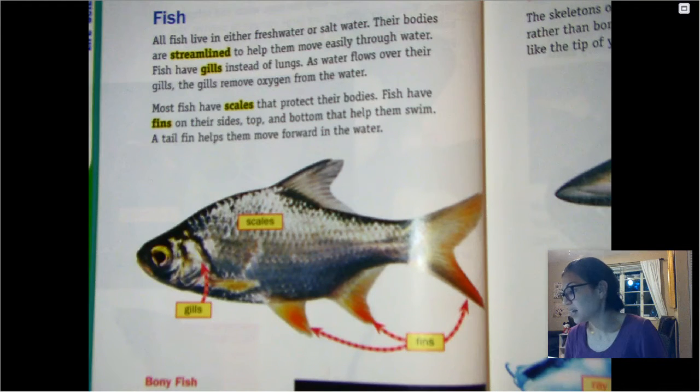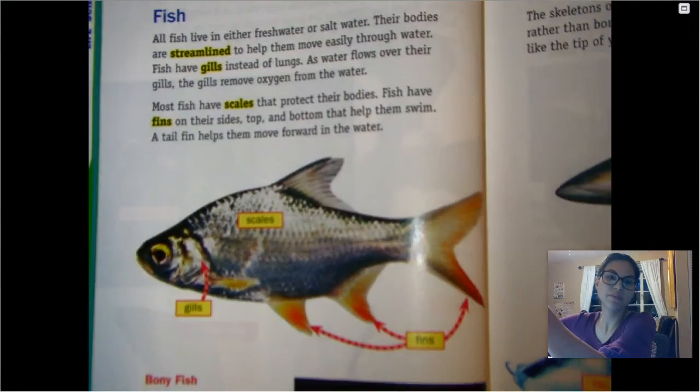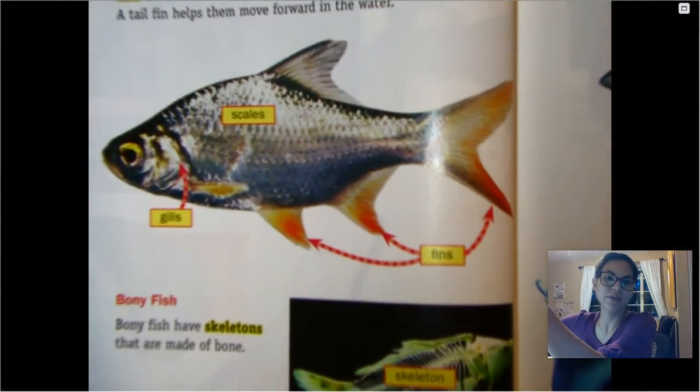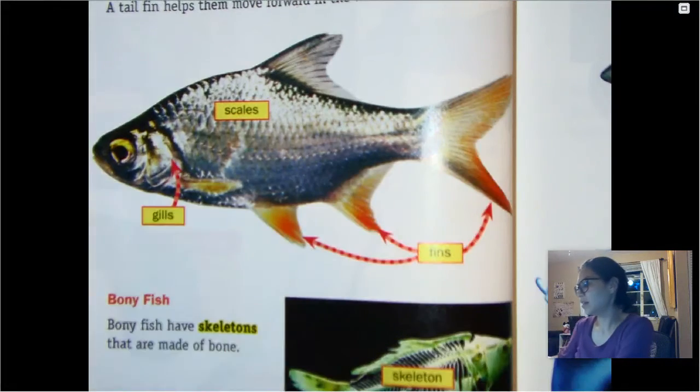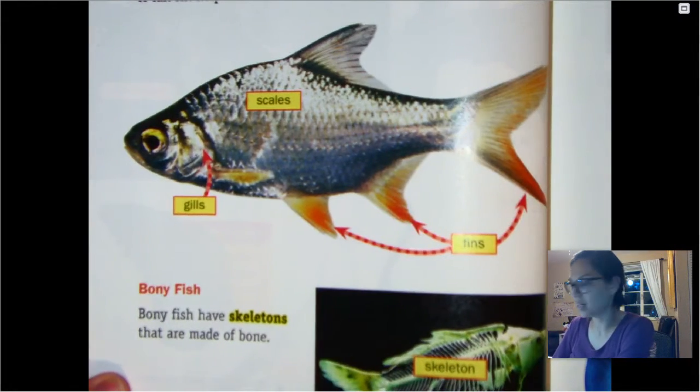Most fish have scales that protect their bodies. Fish have fins on their sides, top and bottom, that help them swim. A tail fin helps them move forward in the water. Okay, so once again, this is a little bit blurry, but let's go on ahead and take a look at the picture and review where these labels are that the reading discussed. The different parts of the fish.